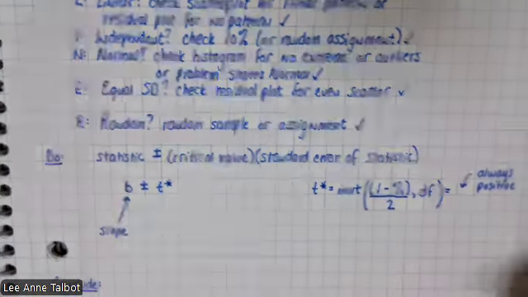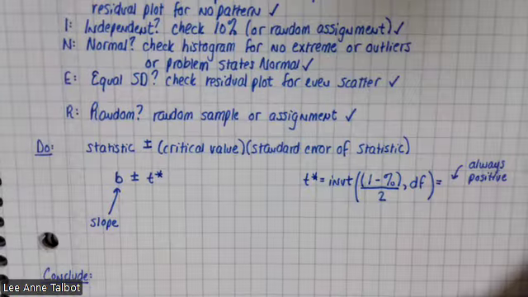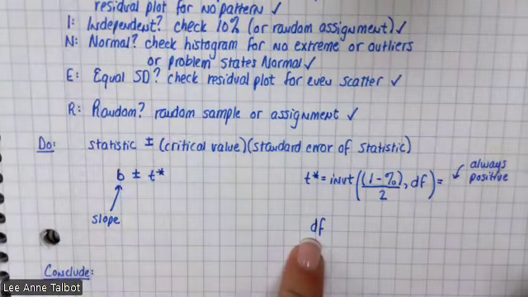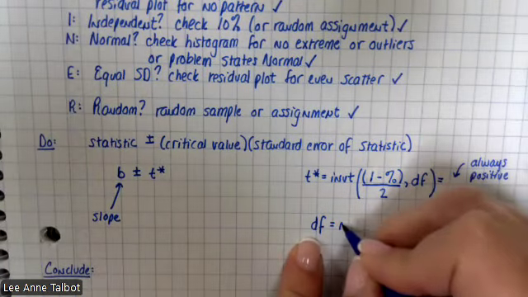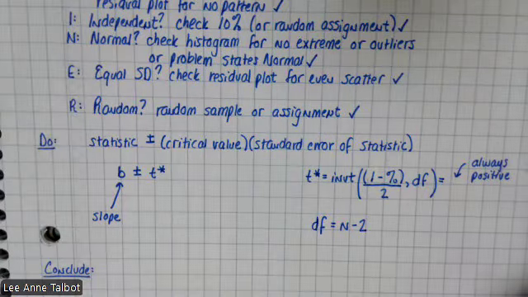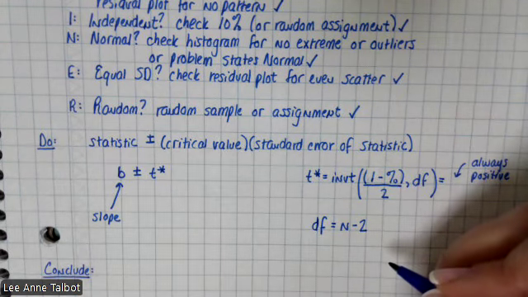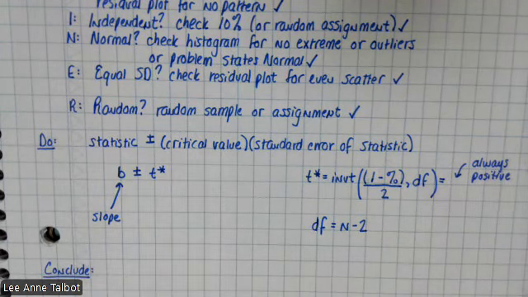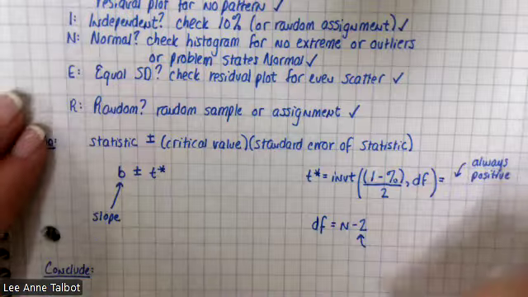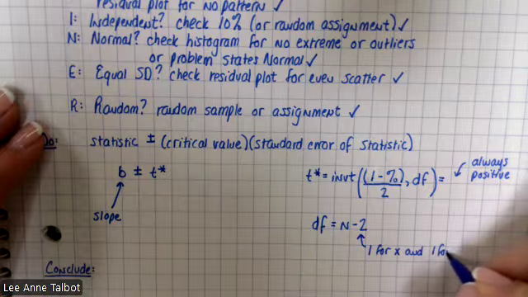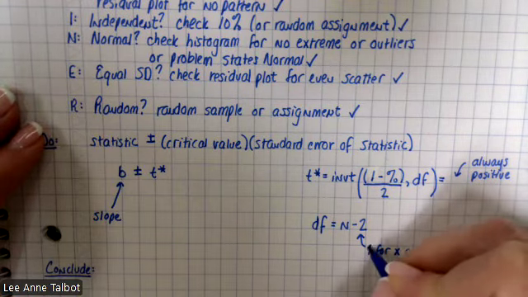I want to remind you that t star and z star are absolute values. They are always positive numbers. And then the other thing that you need to know is that degrees of freedom is different for slope. It's actually n minus 2, not n minus 1. Why is it n minus 2 instead of n minus 1? It's because you have to subtract one freedom from x and one freedom from y because they're two variable situations. So, one for x and one for y.